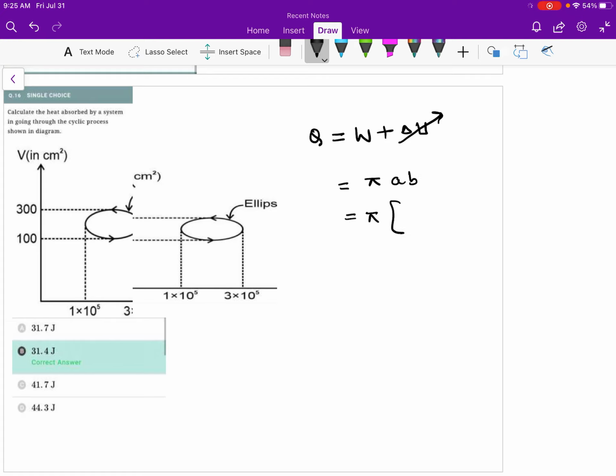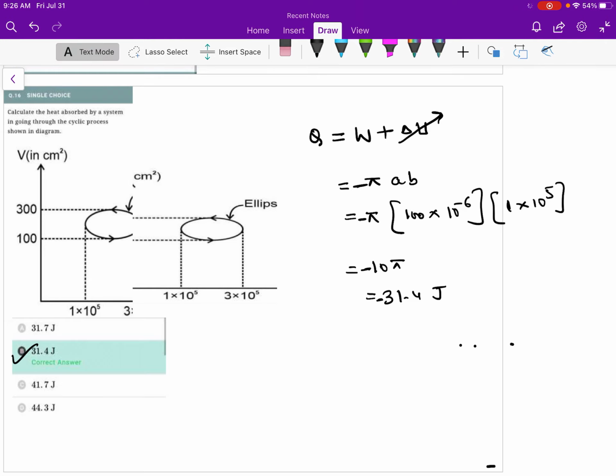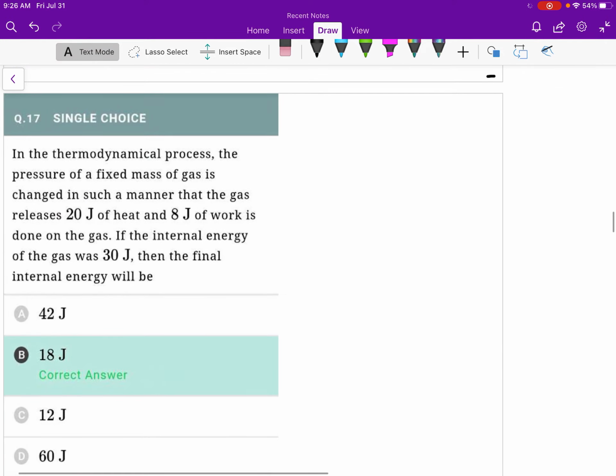So pi times the semi-major axis, (300 minus 100) by 2, that is 100 centimeter cube, times 10 to the power minus 6. Semi-minor axis, minor axis is 2 into 10 to the power 5, by 2, so 1 into 10 to the power 5. So this is 10 pi, that is 31.4 joule. So this is the work done, pi AB. So heat absorbed is 31.4.